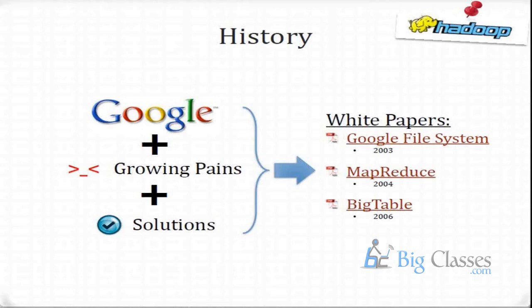Google plus growing pains plus solution is equal to three white papers. Google released three white papers. One is GFS. What does GFS mean? Google File System. This is the base for developing HDFS in Hadoop. In Hadoop, we have a concept called HDFS, which was developed based on the white paper released by Google in the year 2003.